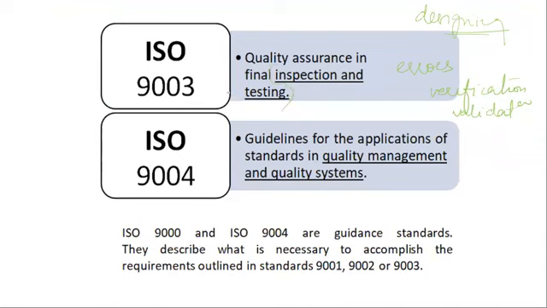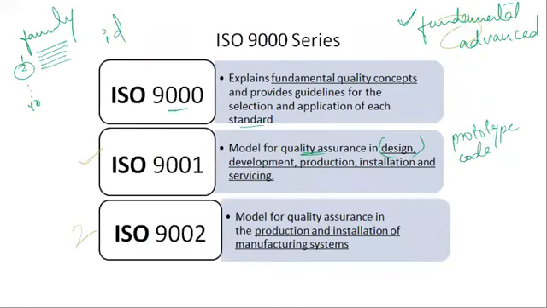Then the next one is the ISO 9004. Now this provides guidelines for the application of standards in quality management and quality systems. So each and every series has different applications. Now this ISO 9000 and the ISO 9004 are guidance standards, which are basically going to guide you how you're going to do it. They are going to describe what is necessary to accomplish requirements within the 9001, 2 and 3 standards. So these are the five standards within the series of ISO 9000.